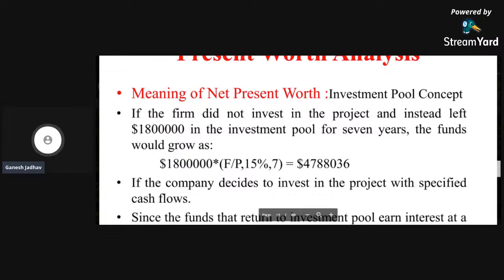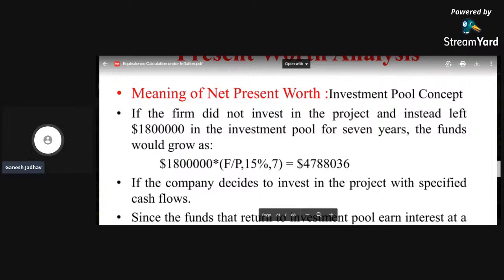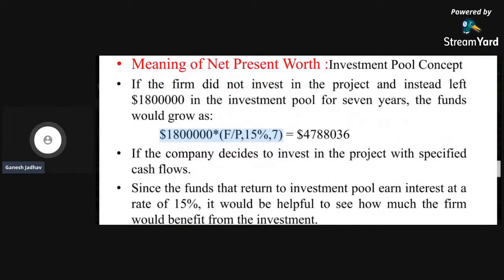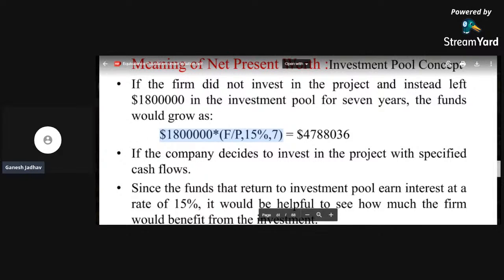Here F is equal to P into, in bracket, 1 plus i raised to n, okay. So what is the value of n? That is 7. What is the value of i? That is 0.15, and 1. So you can calculate this dollar value. This is the future value. You can calculate it by using the formula.